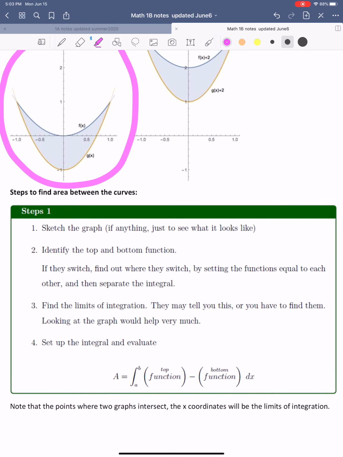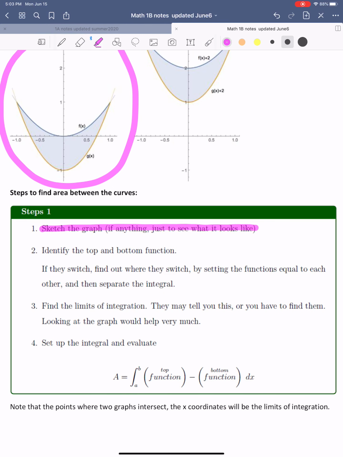Here are the steps. The first step is sketch the graphs, if anything, just to see what it looks like. Actually, this step can be missed. You don't have to sketch the graph, but it makes your life easier if you sketch the graph. If you don't want to sketch the graph, the main thing you need to know is which curve is on the top, which curve is on the bottom, and the points of intersection.